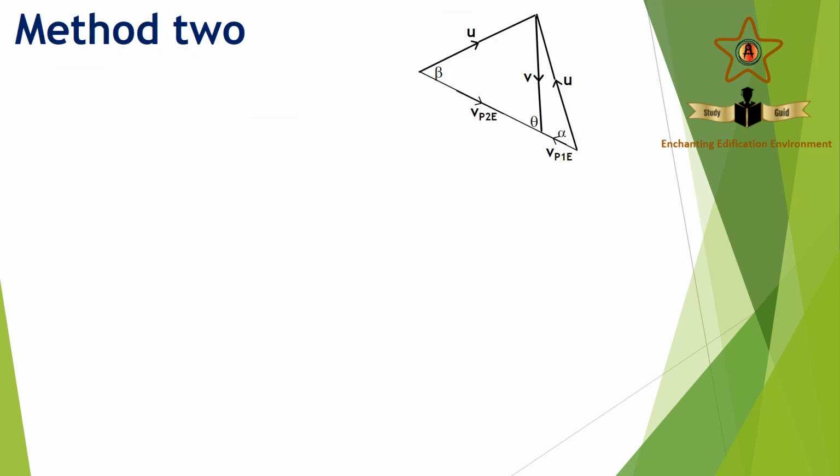Second method. We can use the same diagram here, and the total flight time is going to be s divided by Vp1e plus s divided by Vp2e. Now when we simplify this by taking the LCM, we get s into (Vp1e plus Vp2e) divided by Vp1e into Vp2e.